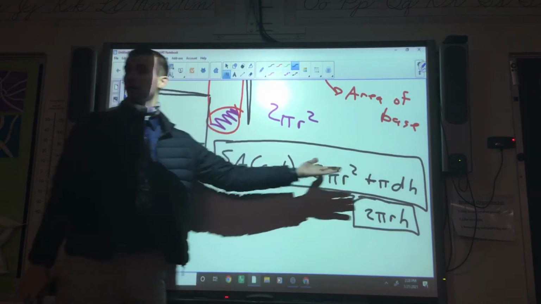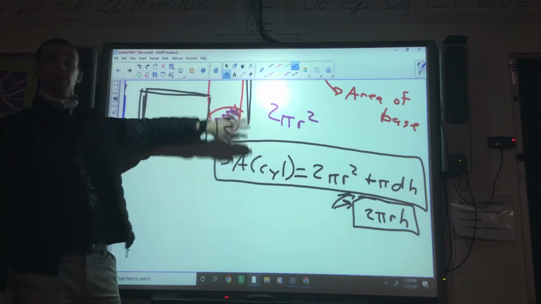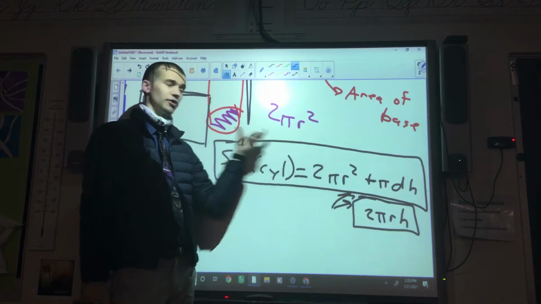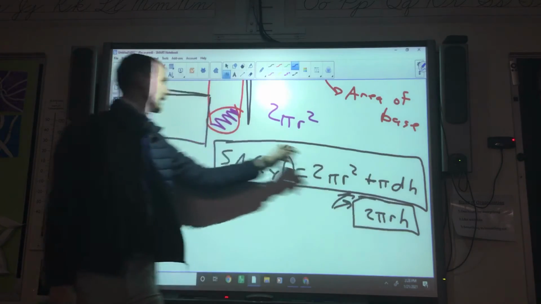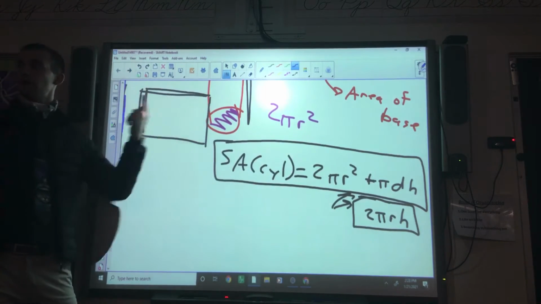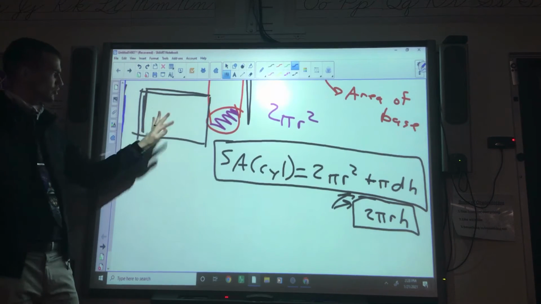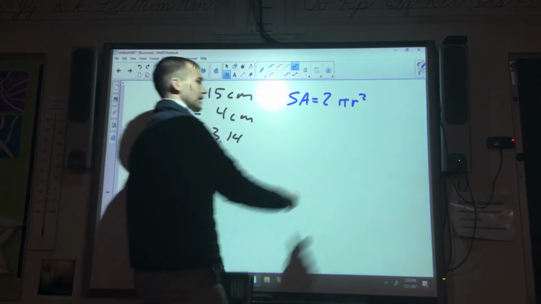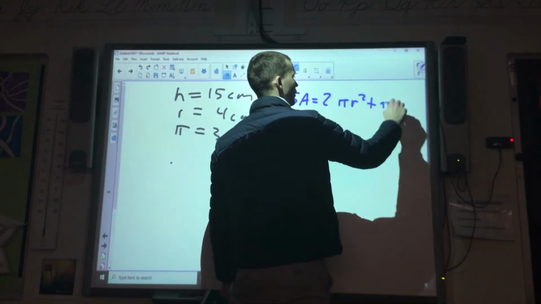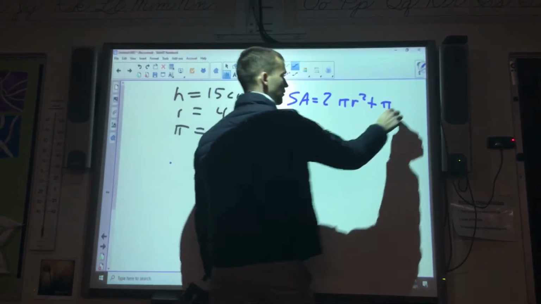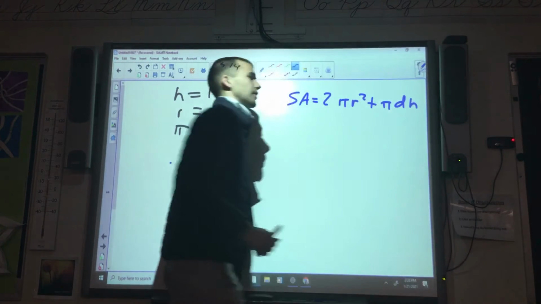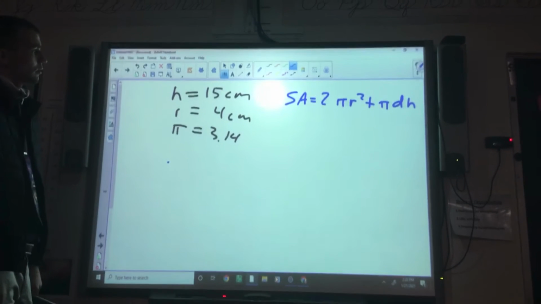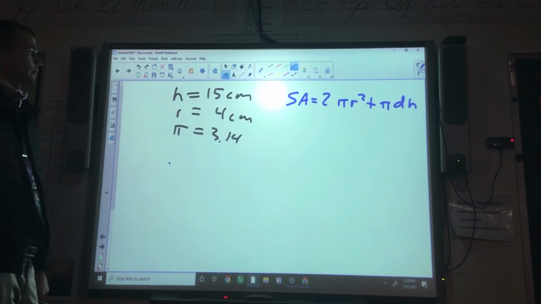And look back to think about what it actually means. Pi r squared is one of those bases. 2 times pi r squared is 2 of those bases. So that's saying pi r squared plus pi r squared. And then you're also adding in the sheath that goes around the cylinder, which is what the other part is. So then you're adding pi, or sorry, 2 pi rh, not 2 pi r squared.